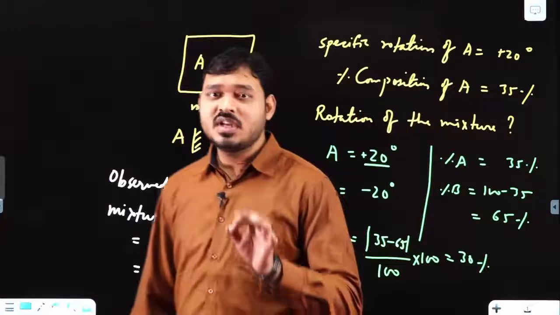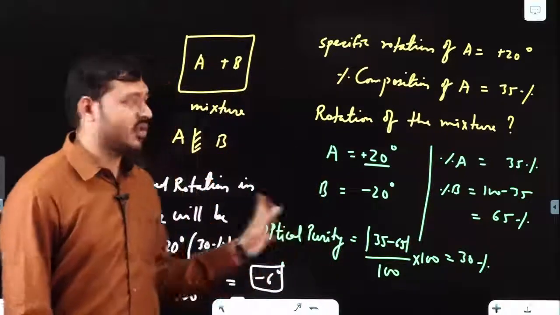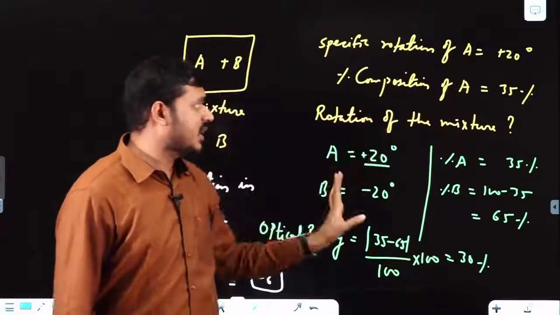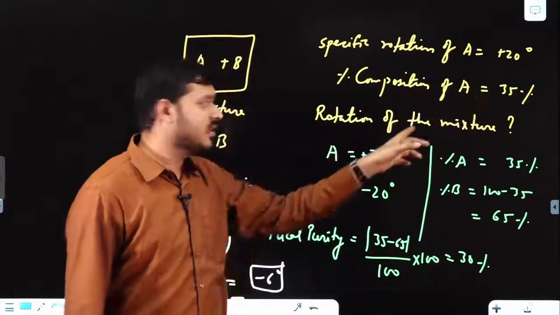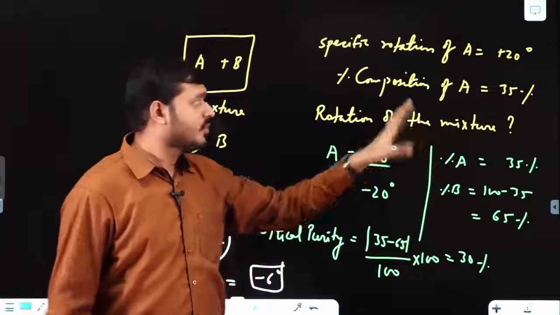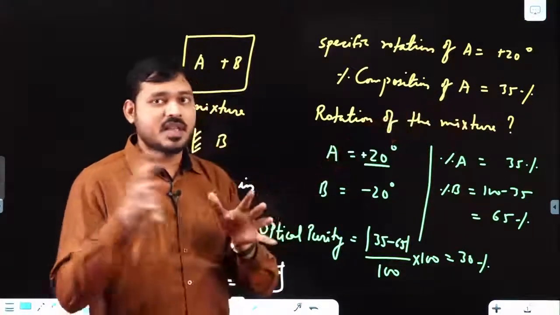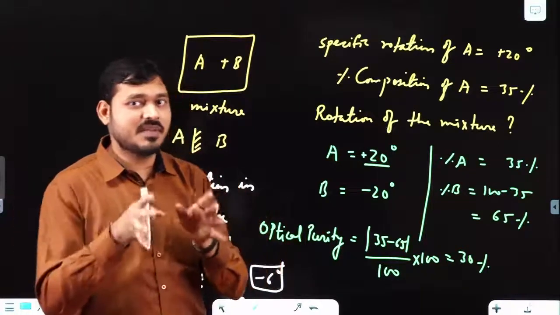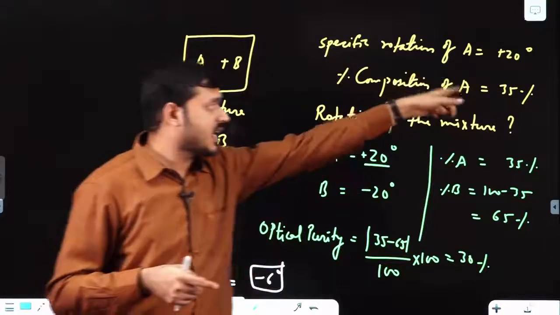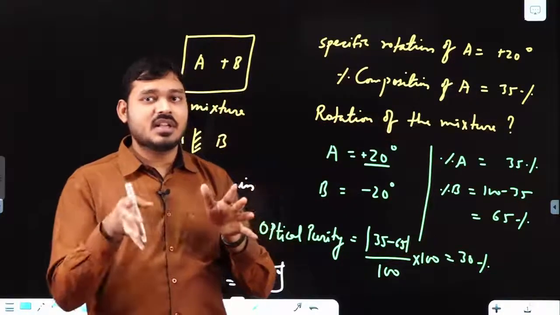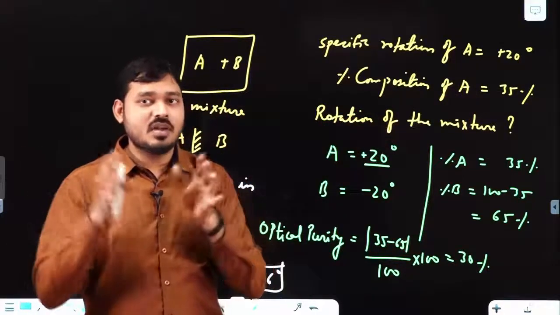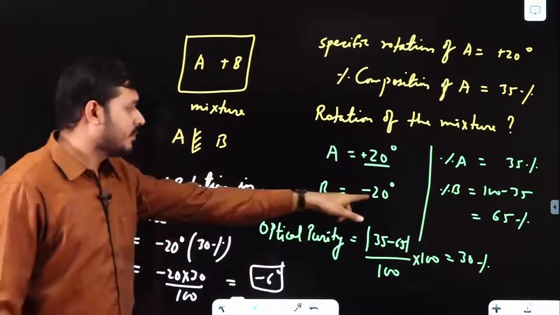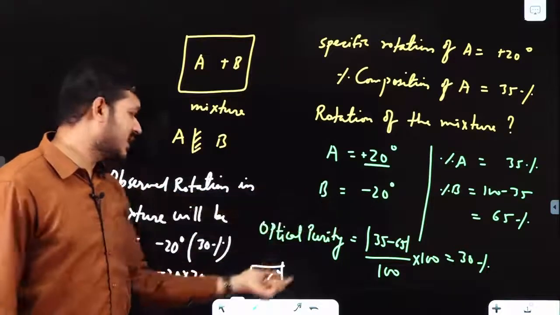Let me explain in a simple theoretical way without any calculation. A is 20 degree, B is minus 20 degree. A is 35%, B is 65%, 100 minus 35. Now, A is 35%, so B also 35%, plus 30%. B is 65%, but out of 65, this 35% of A will cancel the rotation of 35% of B. So the remaining 30% of B will cause the rotation. So 30% of 20 degree gives minus 6 degree.